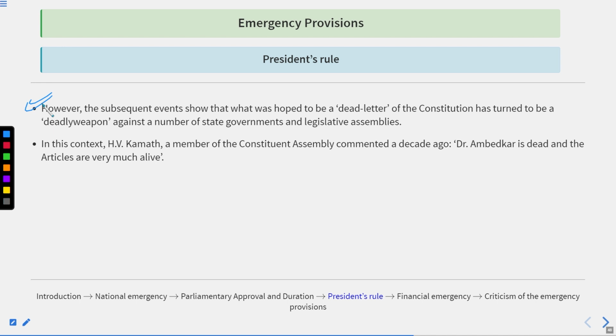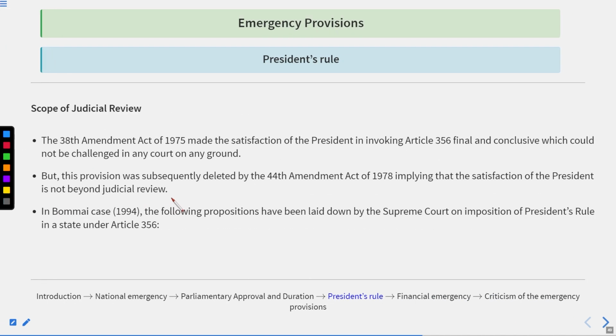However, subsequent events show that what was hoped to be a dead letter of the constitution has turned out to be a deadly weapon against a number of state governments and legislative assemblies. In this context, H.V. Kamath, a member of the Constituent Assembly, commented a decade ago that Dr. B.R. Ambedkar is dead and the articles are very much alive. So that was, you can say, a commentary.